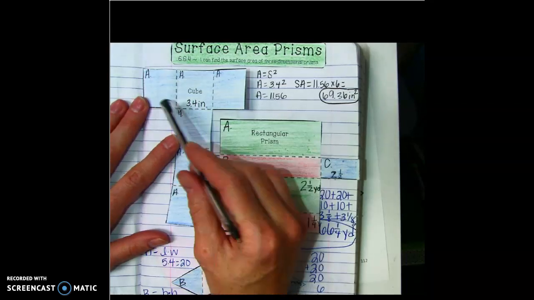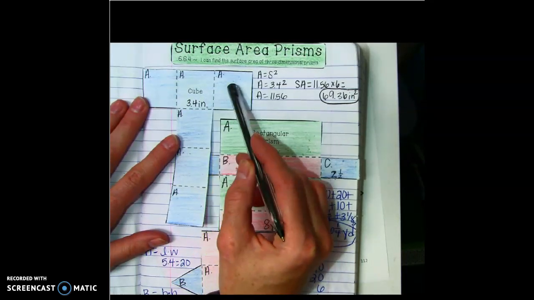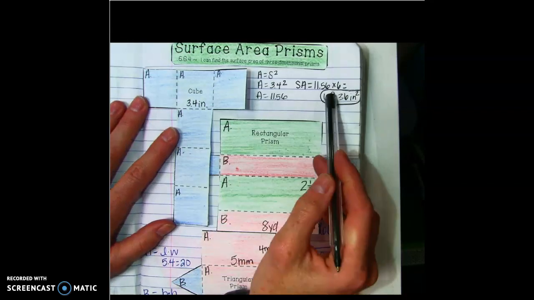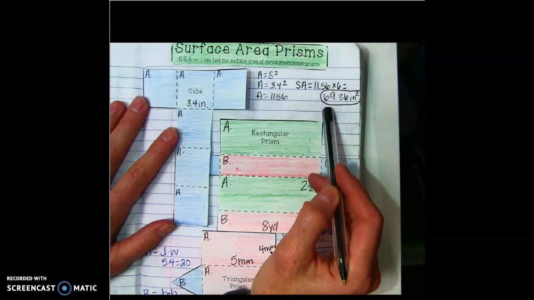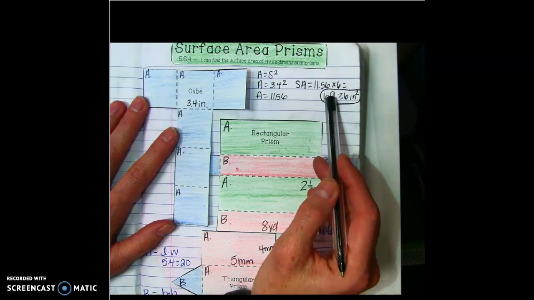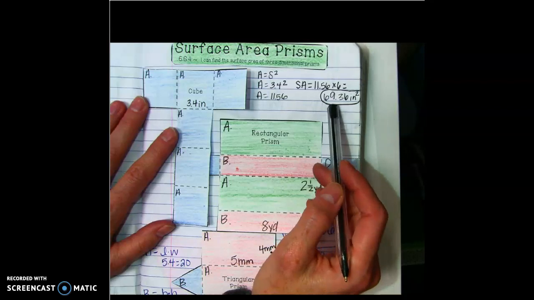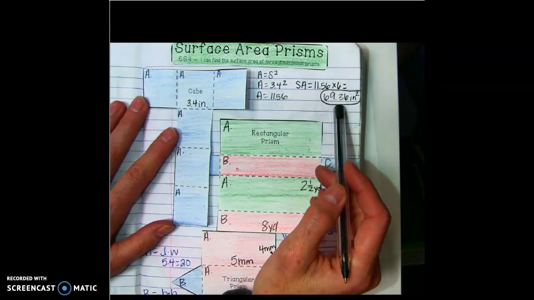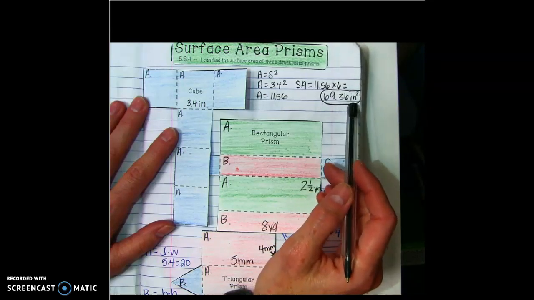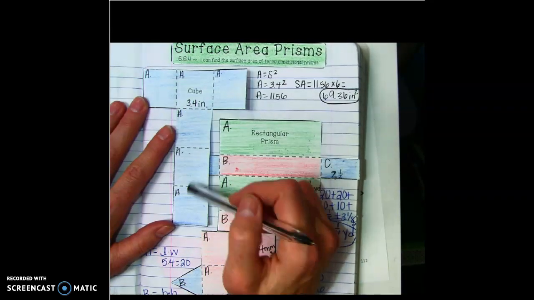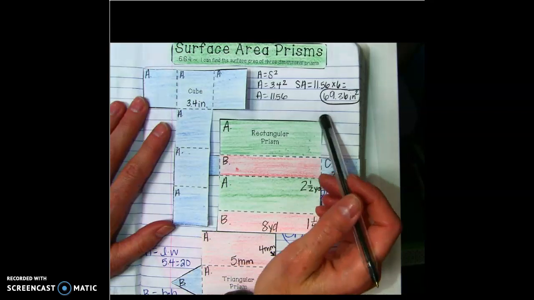Now I have to take that one area, and I have to look to see how many total squares I have. Well, I've got 1, 2, 3, 4, 5, 6. So I'm going to take my area and multiply it by 6. 11.56 times 6 gives me 69 and 36 hundredths inches squared. So my total area for this surface area in this net is going to be 69.36 inches squared.